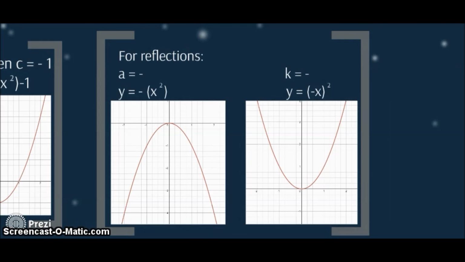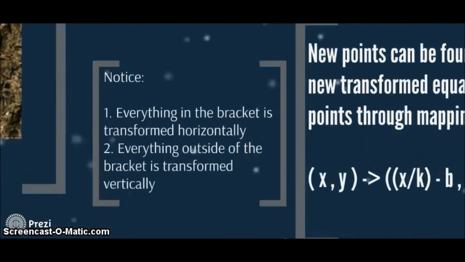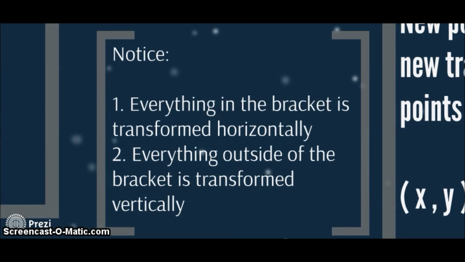For reflections, when a is negative, it reflects in the x-axis, and when k is negative, it reflects in the y-axis. Note, another word for shift is translation, so do not panic if you see the word translation instead of shift. Notice that everything in the bracket is transformed horizontally and everything outside of the bracket is transformed vertically.